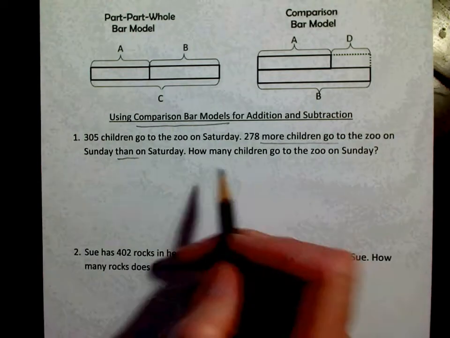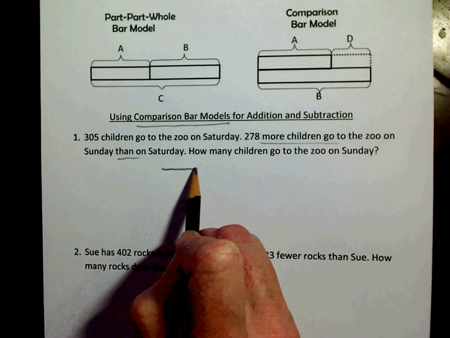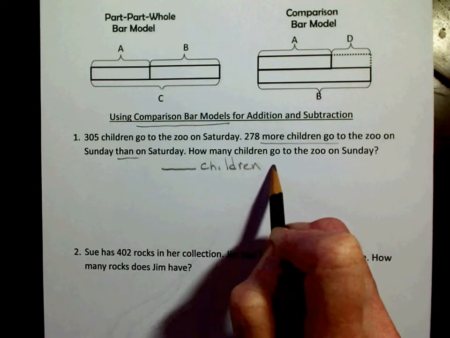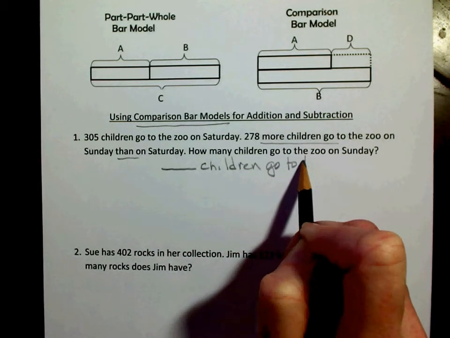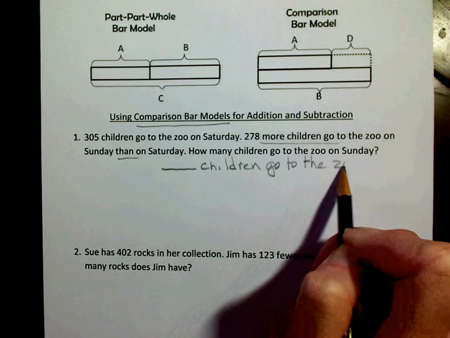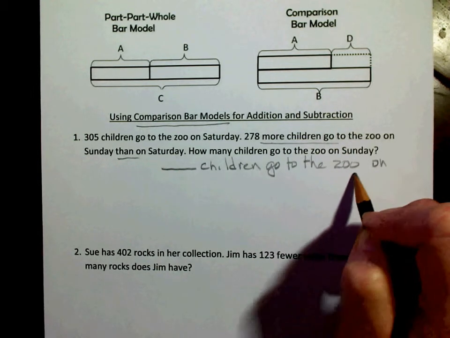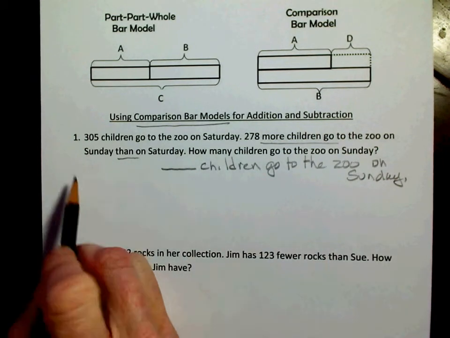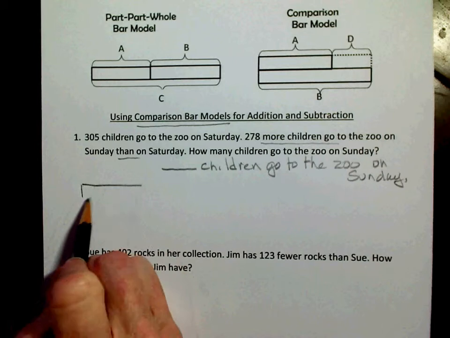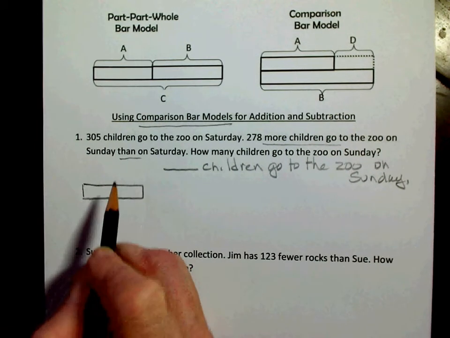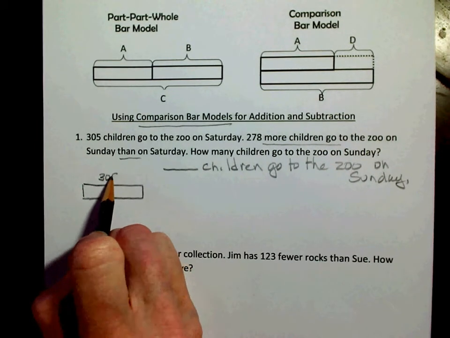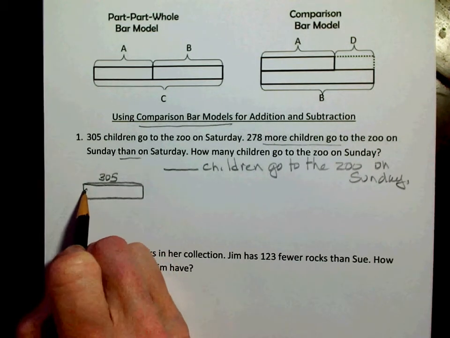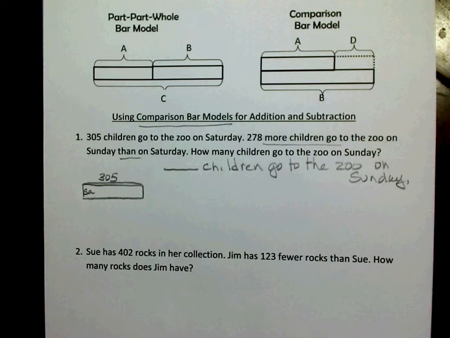Well, I'm of course going to start with my answer sentence. Children go to the zoo on Sunday. And again, I go back and I reread and I start my bar modeling. So I know 305 go to the zoo on Saturday. So I might even put in SA so I remember that that's Saturday.